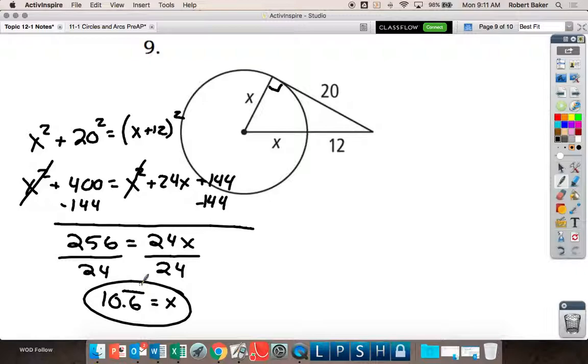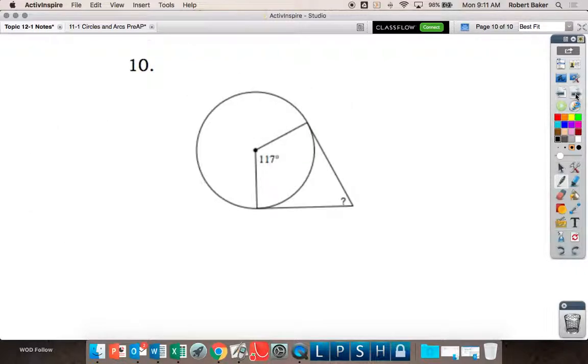Okay? All right, last one. How big is the question mark in degrees? No smart answers here. How big is this angle? Don't be guessing. It is an acute angle, 63. How big is this angle right here? How big is this angle right here?